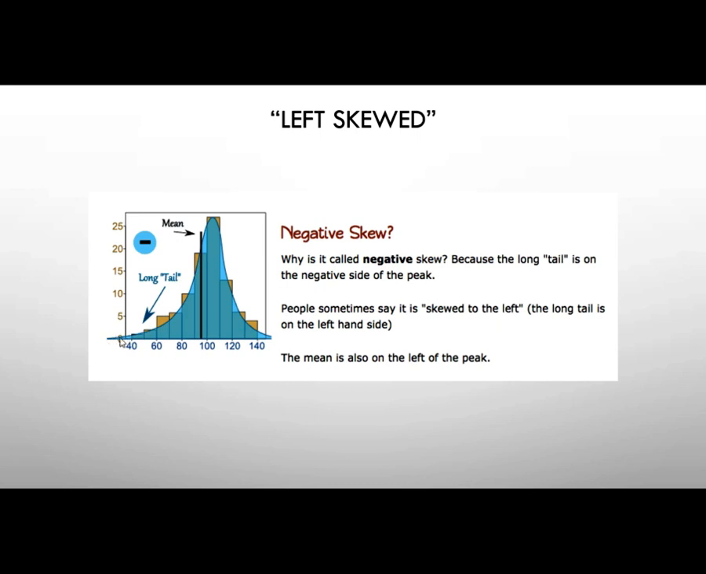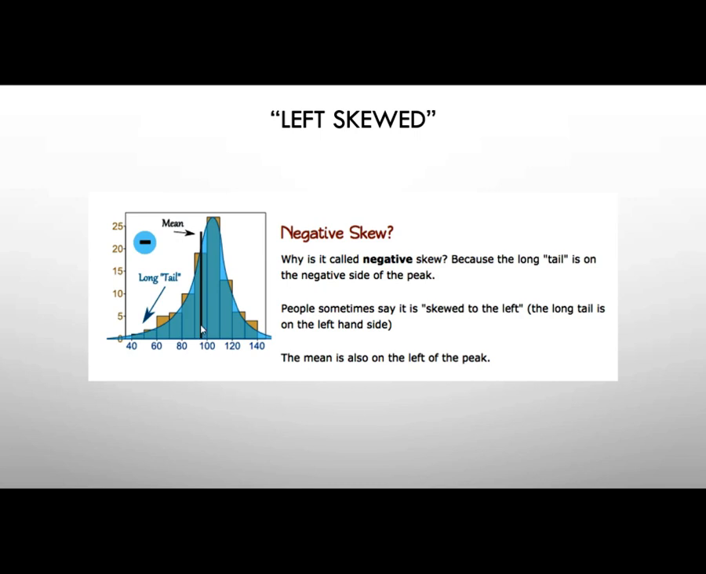So here's the tail, and when we're looking at the tail, we're interested in which way it's pointing. This is pointing to the left, therefore it is pointing to the negative side of the graph. We can call it a negative skew, or we can call it a left tail skew, or we just can call it a left skew. All right, it's because the long tail is on the negative side of the peak. Some people say it's skewed to the left. The long tail is on the left-hand side.